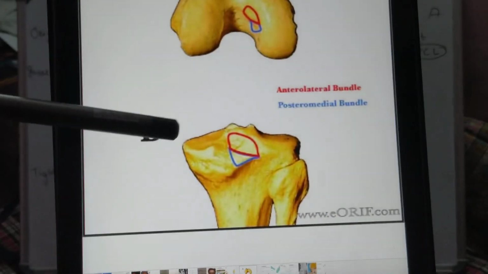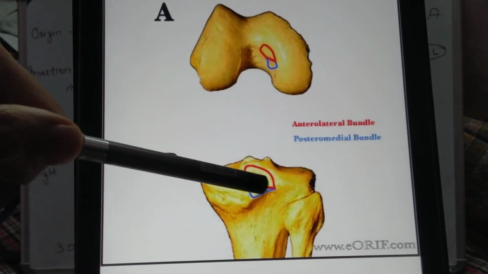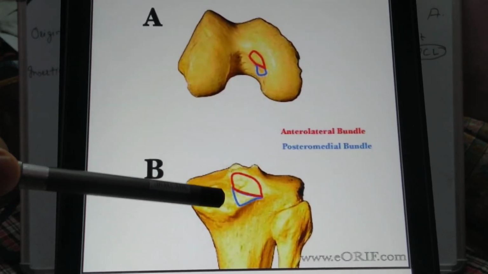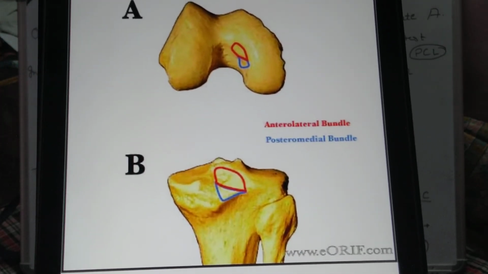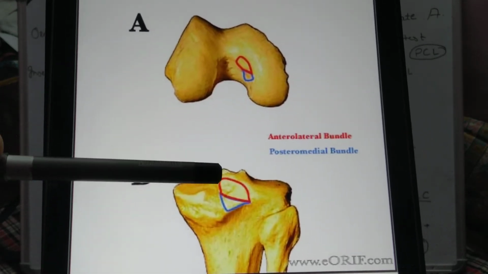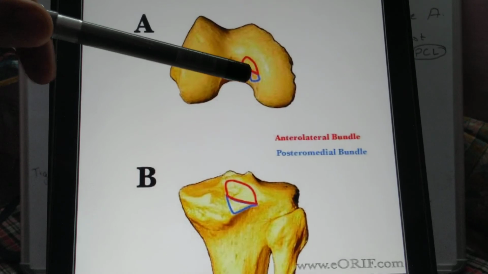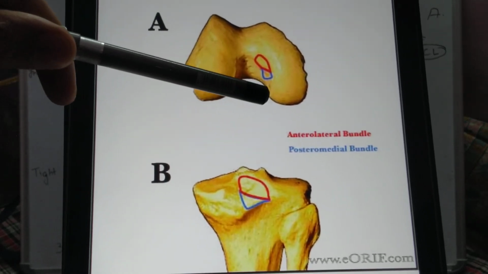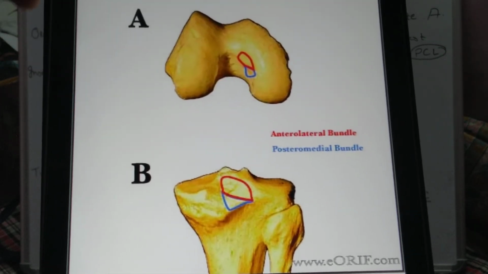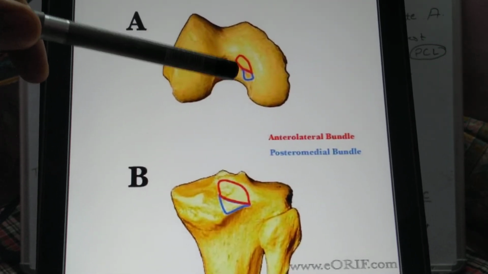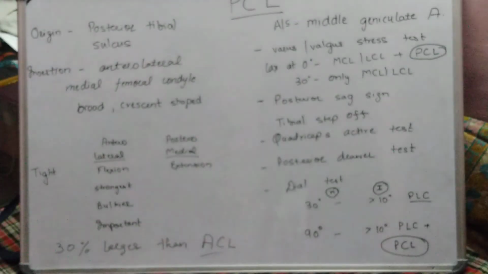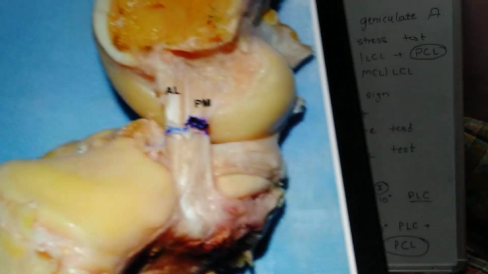Their attachment over the tibia is different. Here this bundle is attached anterolaterally, while the second bundle is attached posteromedially. So this we are looking at the posterior aspect of the tibia, and similarly they get inserted over the anterolateral aspect of the medial femoral condyle. We can see the two different attachments of the anterolateral and the posteromedial bundle. So this was about the origin and insertion.